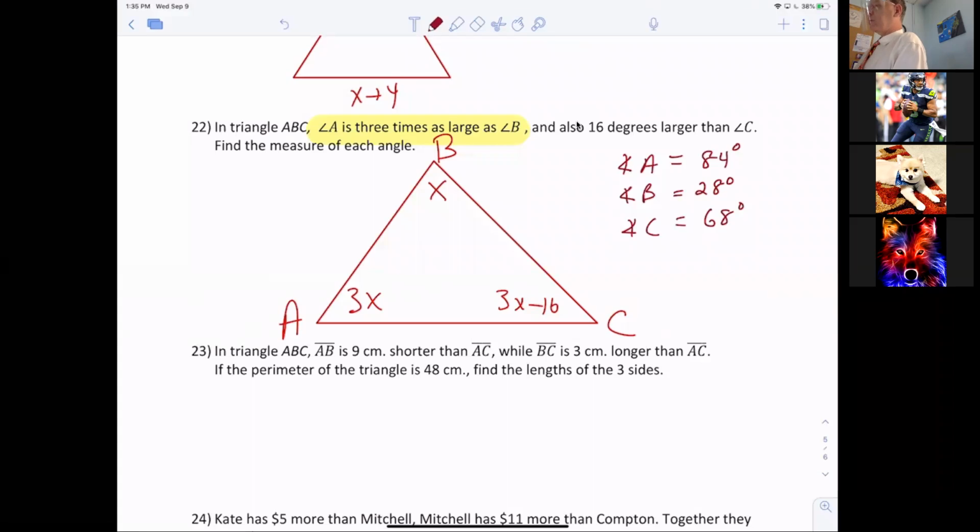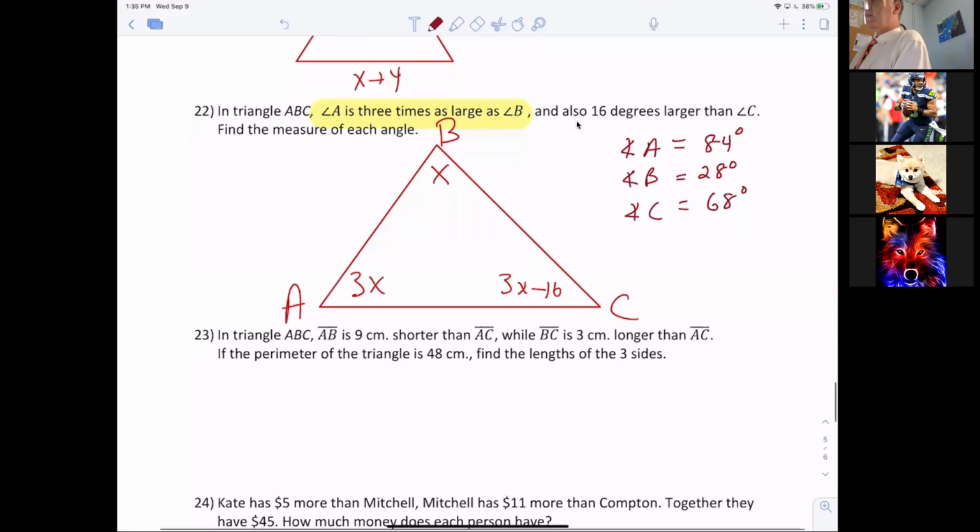Sorry about the interruption. All right, does anybody have any questions with number 22? Yes. The angles of a triangle add up to what? You see it or not? Yeah. All right, so here we go.